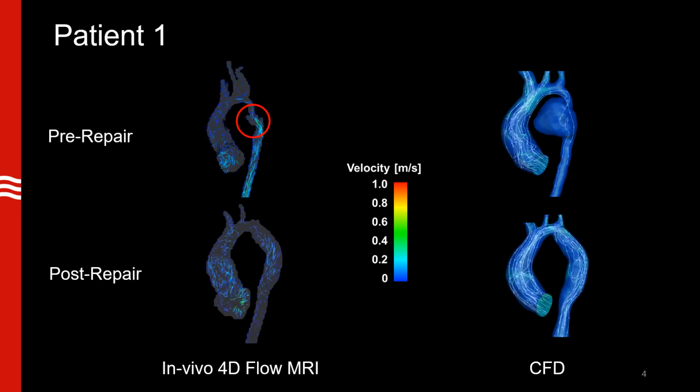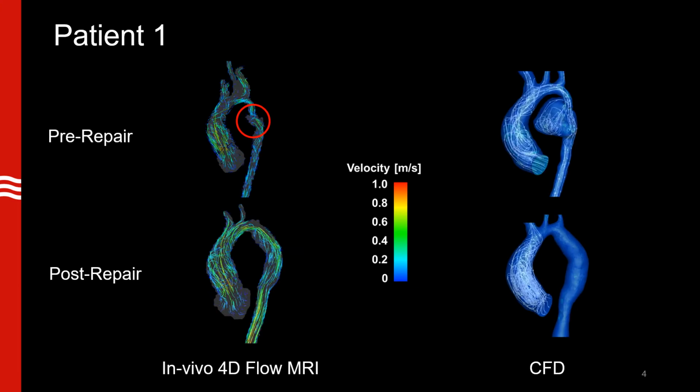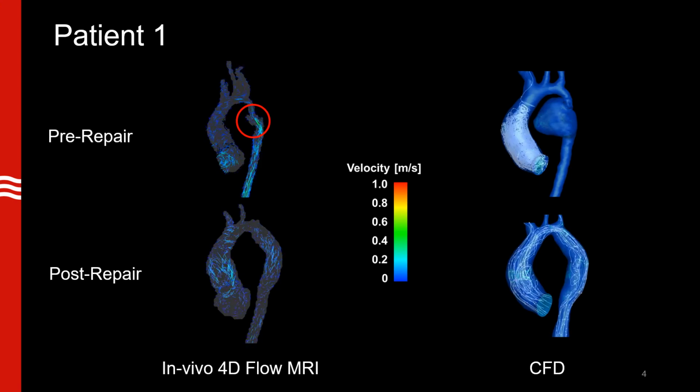The red circle shows the location of the mycotic aneurysm. 4D flow MRI clearly fails to detect the blood flow inside the aneurysm. This is because the blood velocity in the aneurysm is much smaller than the velocity encoding, VENC. CFD is capable of quantifying the blood flow inside the aneurysm.